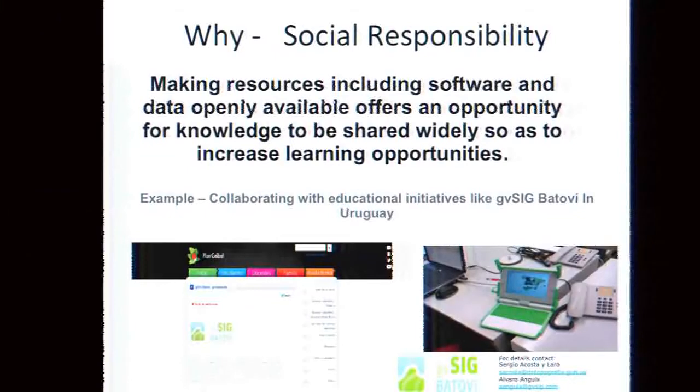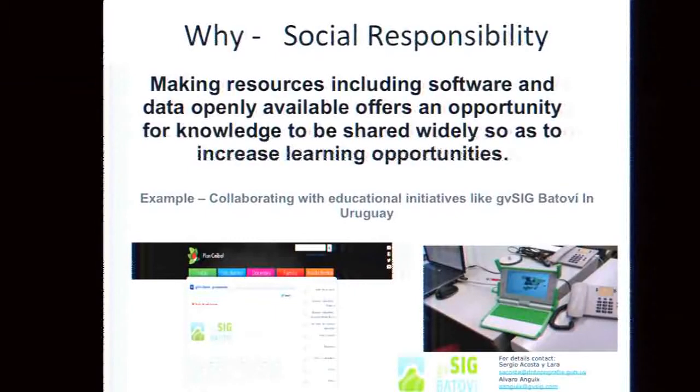One of the key questions we need to ask as educators is why. Why do you want to use open source geospatial software, or open source in general, for education? I think it's primarily a social responsibility. When you make resources available, including software and data, openly, it dramatically increases the opportunities for knowledge to be shared widely, and it increases learning opportunities for everybody worldwide. That is the fundamental principle of why, for education, it's very important we focus on making resources available worldwide.